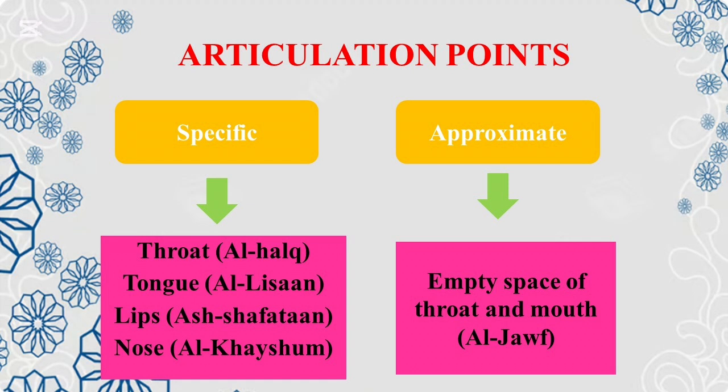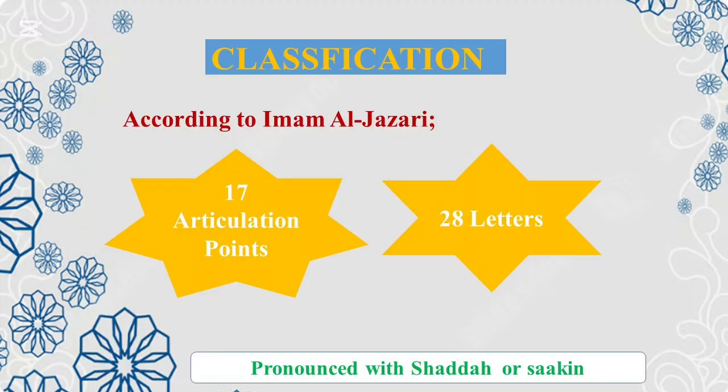The exact areas from where the sound is produced are the throat, tongue, tip, lips and the nose, and the approximate area is the empty space of the mouth and throat. It's called jawf in Arabic. Articulation points and their characteristics are the basis of all the Tajweed rules, and the students of Tajweed cannot master the recitation without learning them. This series will give you an in-depth understanding of them, inshallah.